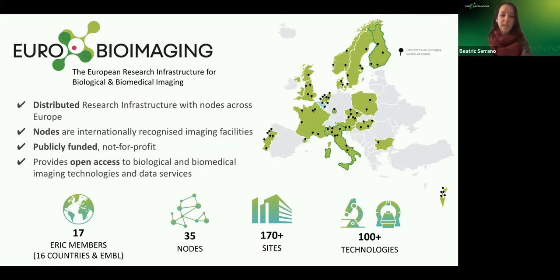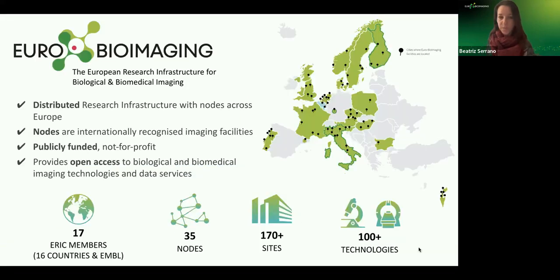It's publicly funded by 17 member states that you can see in the map there. And there are plenty of nodes that are imaging facilities all across Europe. The whole point is that all of these different facilities are offering different technologies. So whenever a user needs to use some particular microscope that is not available in their facility or nearby, they can travel to a different node and perform their experiment with the particular technology that they are interested in.